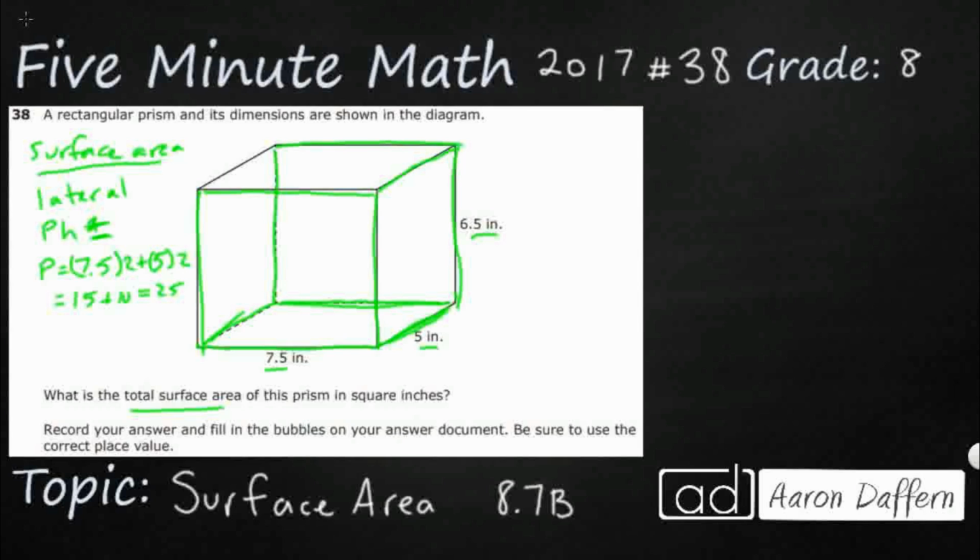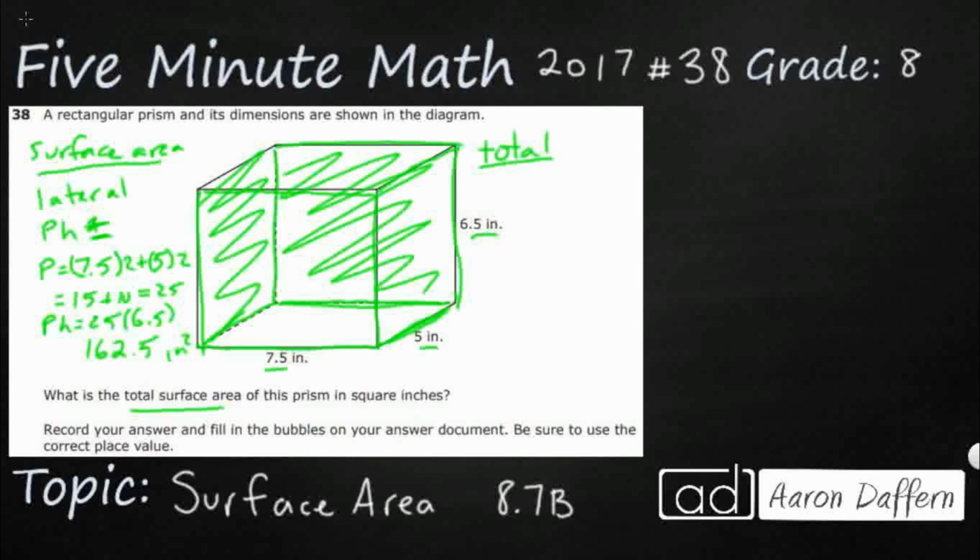And if we want to do our perimeter times our height, that's going to be 25 times our height of 6.5. All right, so let's get our calculators out. 6.5 times 25, that's going to be 162.5. Now that is our lateral surface area, 162.5 inches squared. But we're not looking just for that. We are looking for our total. So how do you find the total surface area? Well, right now, all I found is the surface area of these four connecting faces.